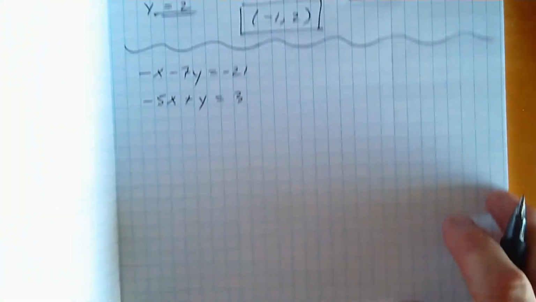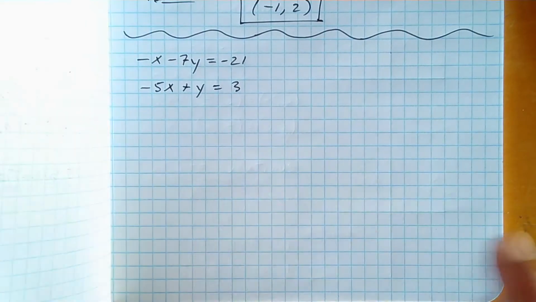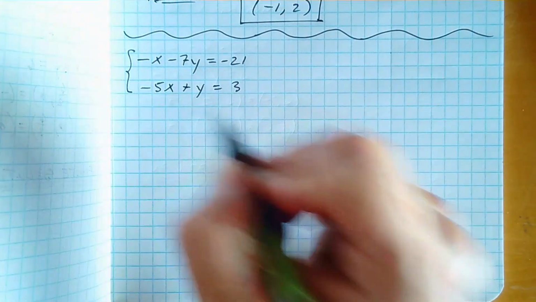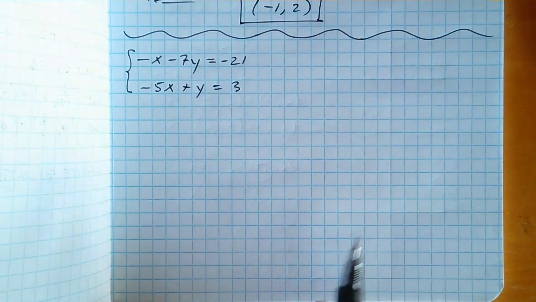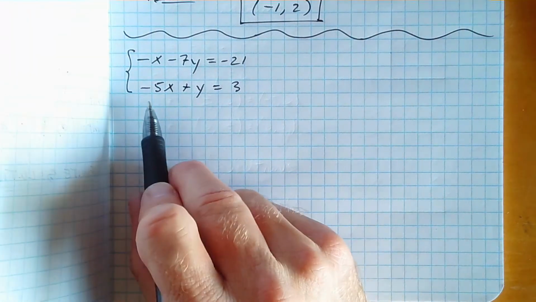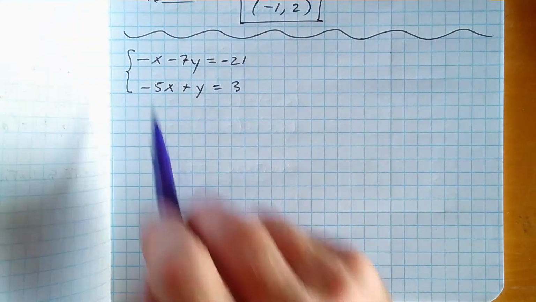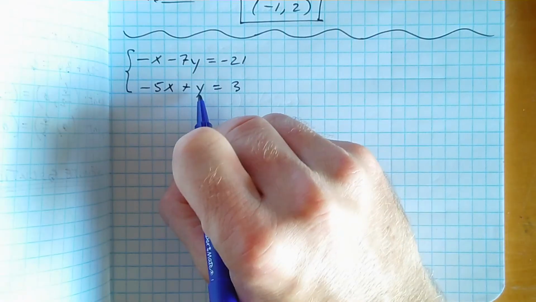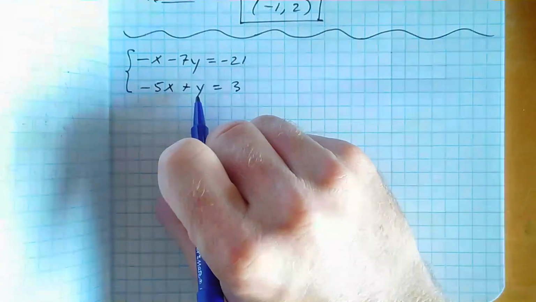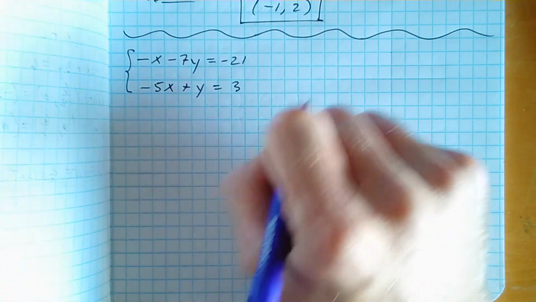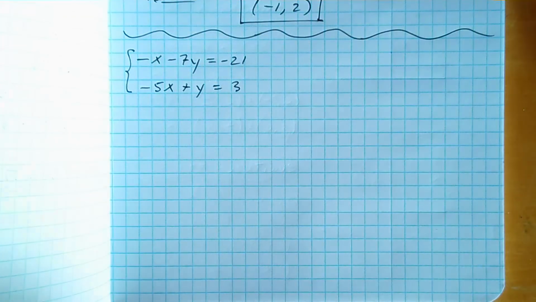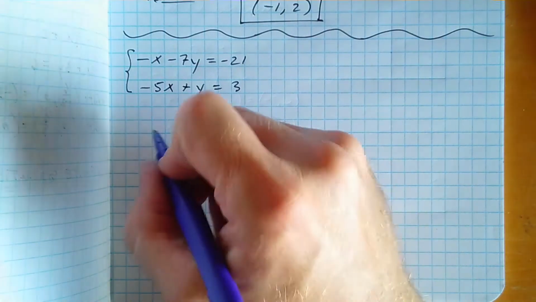All right, let's go ahead and work on this second example right here. We have this system, negative x minus 7y equals negative 21, and negative 5x plus y equals 3. You'll notice that we don't have a y isolated in either equation. So what we're going to do is we're going to take this second equation, and I'm going to get y by itself. I'm going to isolate y. And once I isolate y, I can substitute that into the top equation. So let's see how that works.